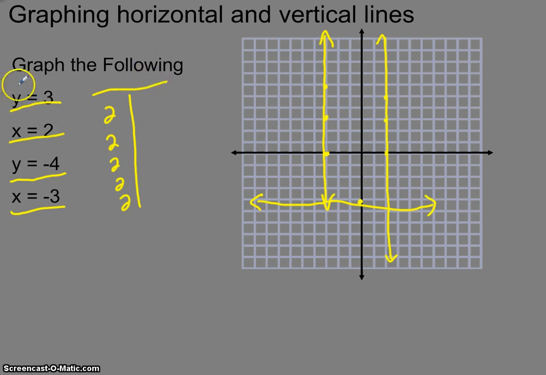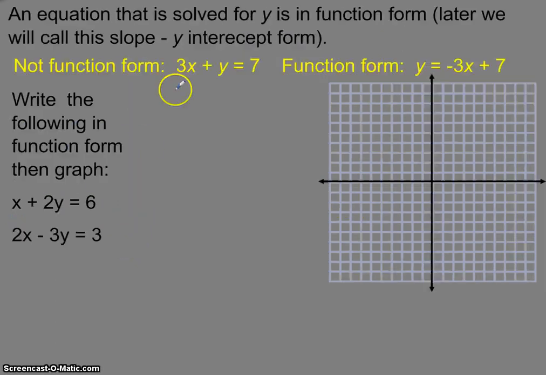Okay, so anytime you have an x missing, like these two, you have a horizontal line. Anytime you have the y missing, it's just an x, you have a vertical line graph. Okay, and those are special graphs.